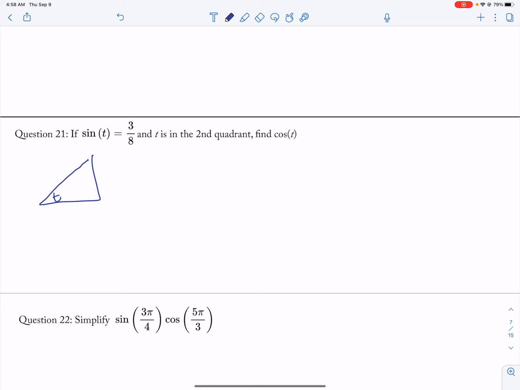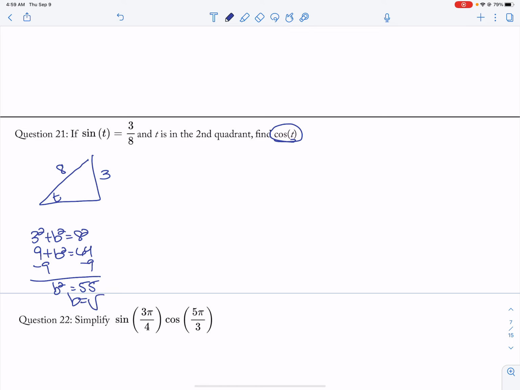If I have t here, sine of t is 3 over 8, and I want to find cosine. So 3 squared plus b squared is equal to 8 squared. So 9 plus b squared is equal to 64. Subtract 9 from both sides. So then I get b squared is equal to 55, and then b is equal to square root of 55.